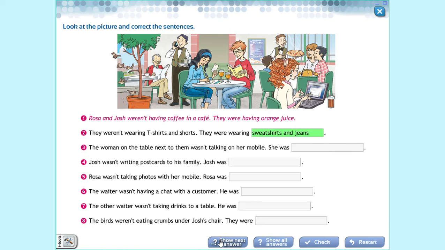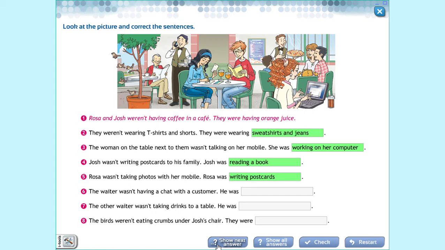sweatshirts and jeans. The woman at the table next to them wasn't talking on her mobile. She was working on her computer. This is the woman this sentence is talking about. Josh wasn't writing postcards to his family. Josh was reading a book. Number 5. Rosa wasn't taking photos with her mobile. Rosa was writing postcards.